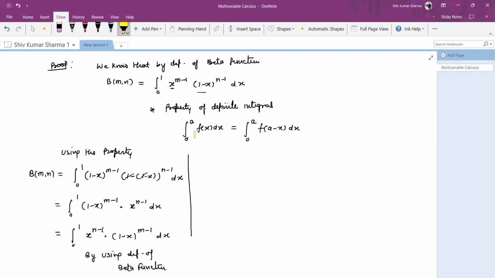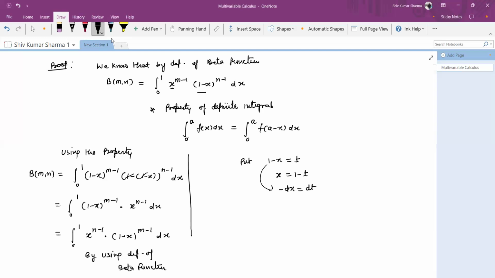Now, when you are not aware of this property, then you can use the substitution method. So that means we put 1 minus x is equal to t. So the value of x is equal to 1 minus t. When we differentiate this, minus dx is equal to dt.